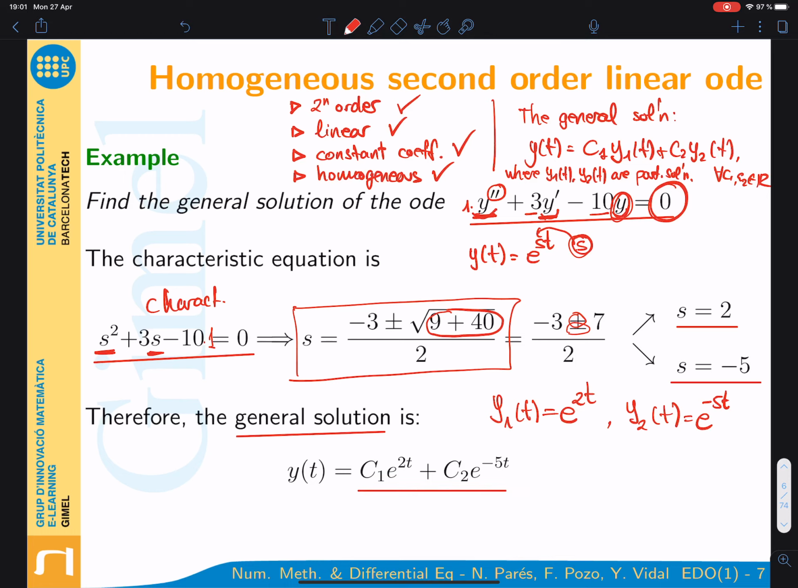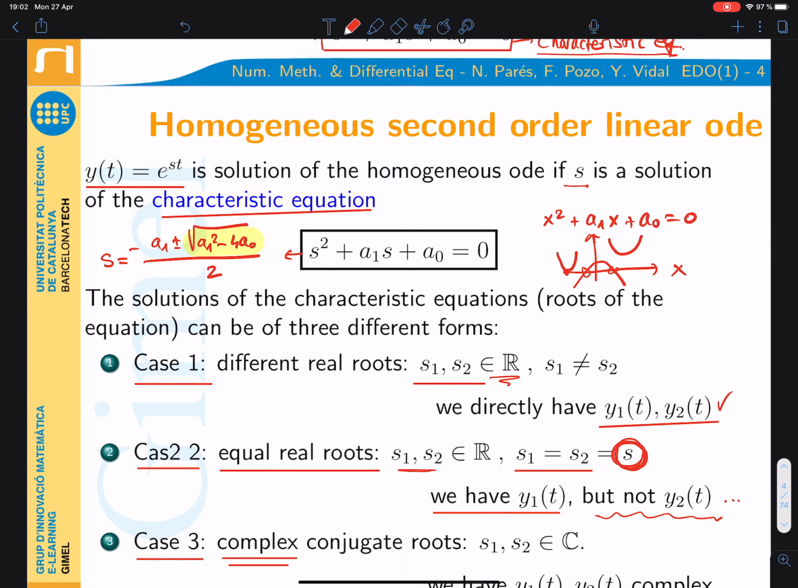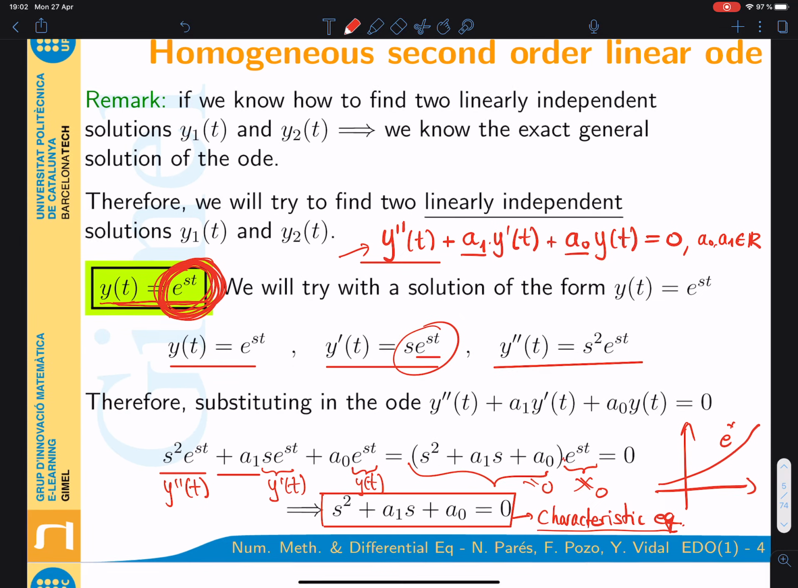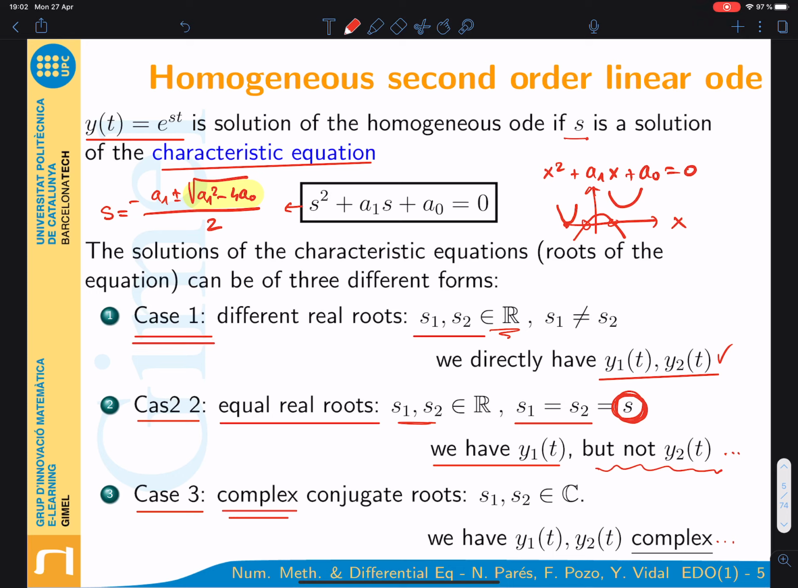So the general solution of the ODE, that's what we were looking for, is just the linear combination of these two particular solutions we got. Remember here that C1 and C2 are any real numbers you want. So this is when the characteristic equation has two real and different solutions, and that is what we call case 1. And for this specific case, case 1, we already know what to do because we got two different solutions, and that's it. Now, we need to work a little bit more for the other two cases. Let's start with case 2 now.